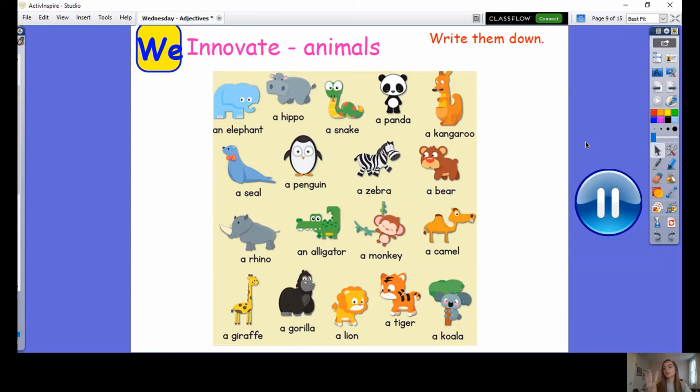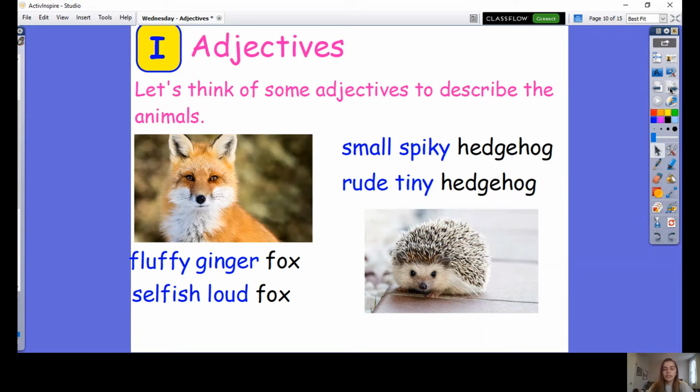Fantastic. Can you tell me your 3 animals? Well done. Now that we have picked our animals, we have to think of adjectives to describe those animals. Here I have a fox and I have a hedgehog, which could be animals I could pick today if I was writing about animals maybe found in the garden.